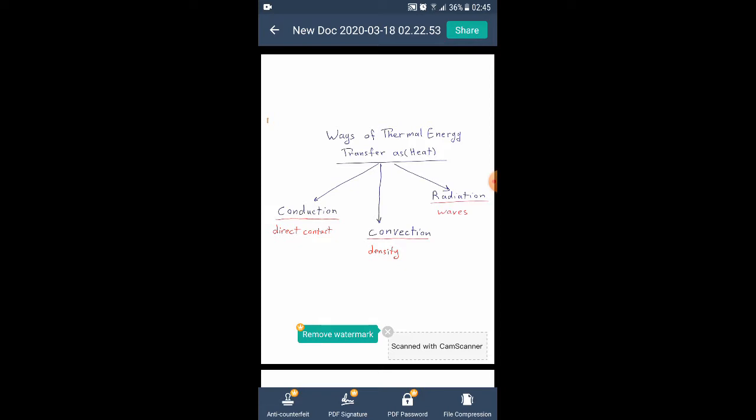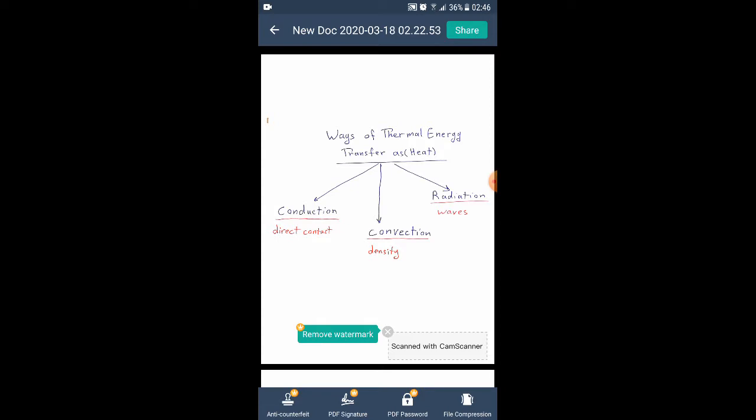First, conduction depends on direct contact. Here I wrote only the keywords for each way. Then we will talk about them particularly. Conduction depends on direct contact. There should be touching between objects, or the particles of the objects should be in touch or direct contact. And it takes place mostly in solids. It can take place in liquids, but mostly in solids.